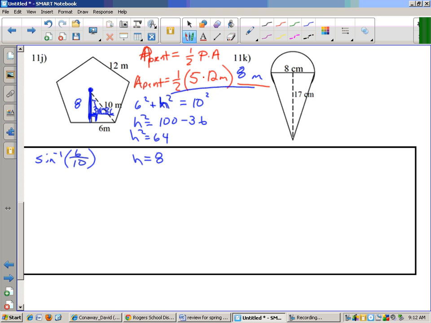Multiply all this together, and you're going to get the area of the pentagon is equal to 30 times 8, so 240 meters squared.